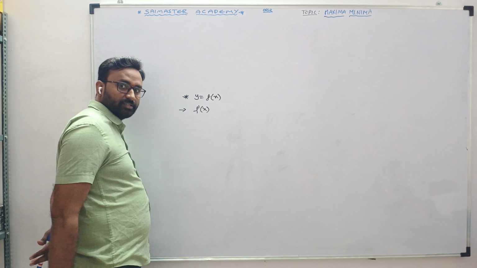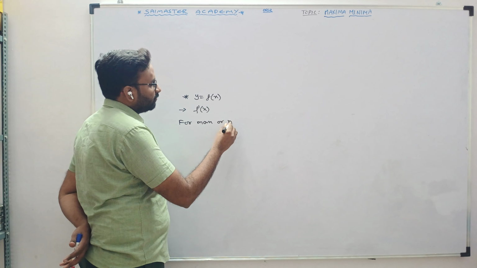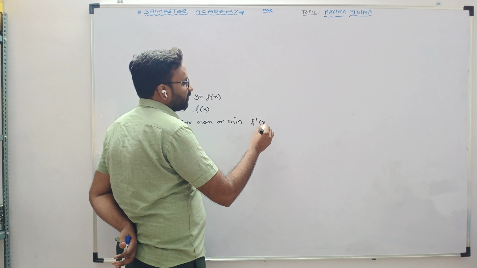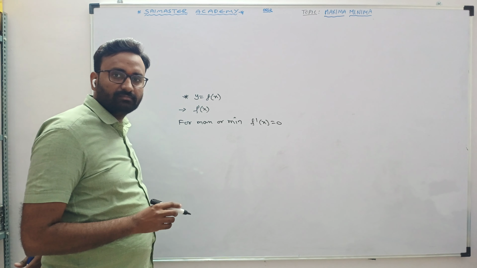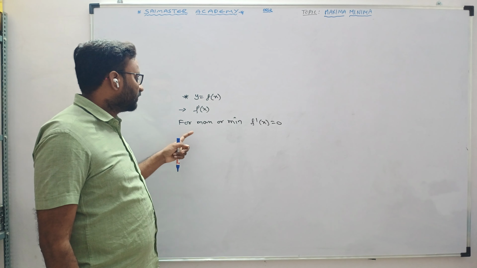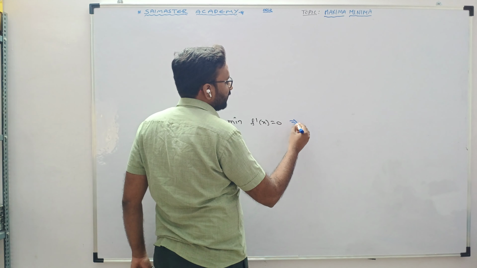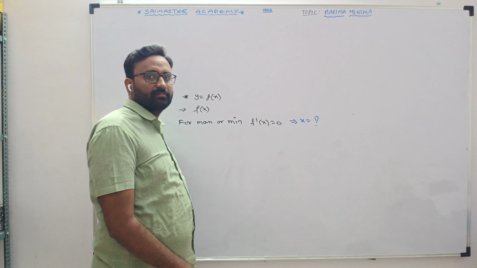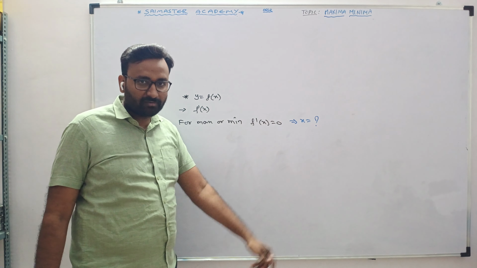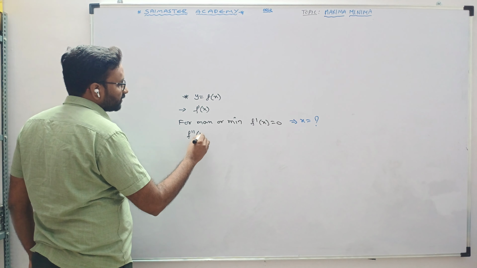So after finding the derivative, to find maximum or minimum, whatever it is, this f dash of x you have to make 0. Okay, first we need a function, then we have to find the derivative of that function. For maximum or minimum, we have to make the derivative 0. By making it 0, you may get the value of x in terms of h, h in terms of r, r in terms of a, whatever it is. You will get the value of x, and after that you need to find f double dash of x.